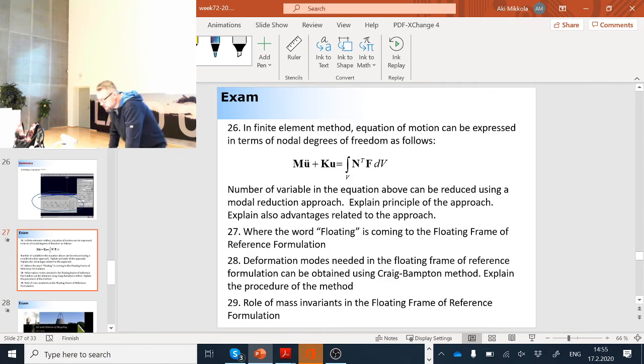These are the possible questions. In the finite element method, the equation of motion can be expressed in terms of nodal degrees of freedom as follows. Okay, this is a modal reduction more than anything else. Where the word floating is coming from in the floating frame of reference formulation. You remember, if you don't have a boundary condition, then you get this floating reference condition. Craig-Bampton explained that. Mass invariance explained that.